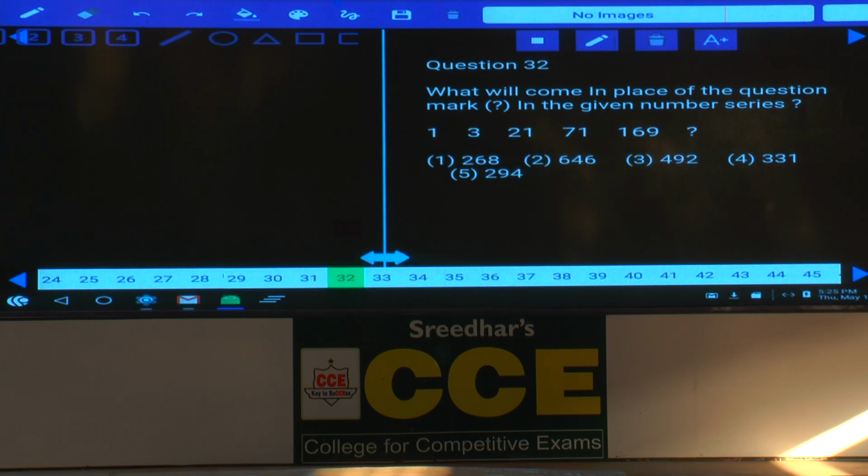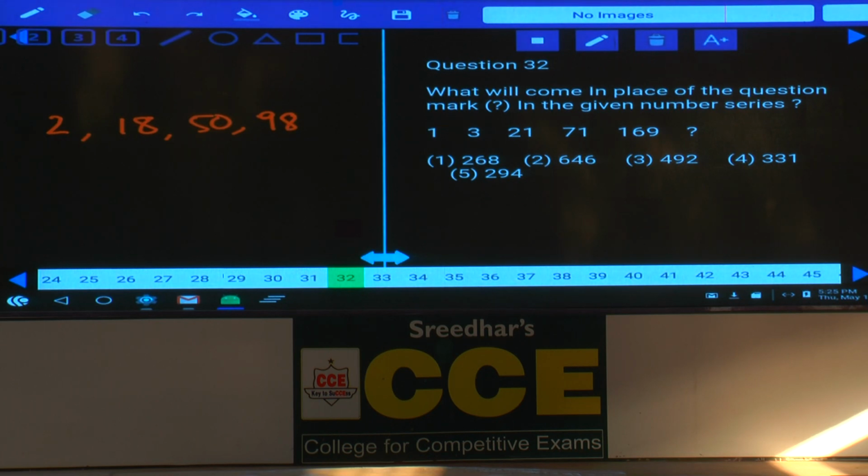Now question number 32. 1, 3, 21, 71, 169. Tell me what is the difference between these numbers. 1 and 3, the difference is 2. Next, 3 and 21, the difference is 18. Next difference is 50, and next difference is 98. 98 is the difference. Then what should be the next one?